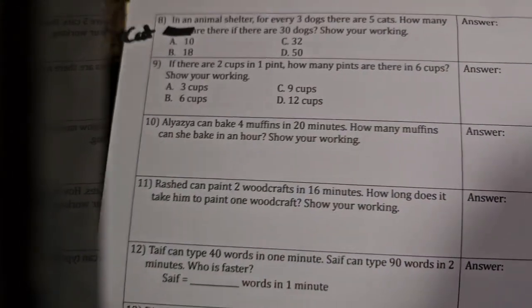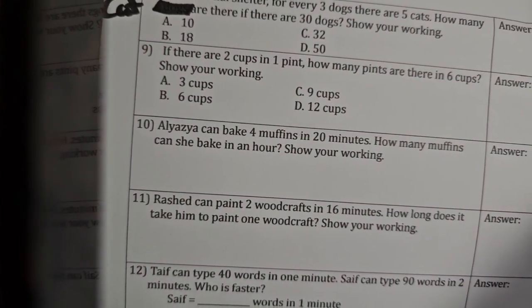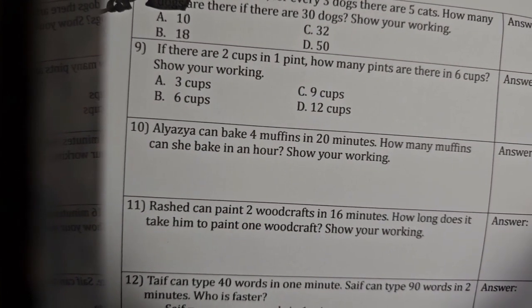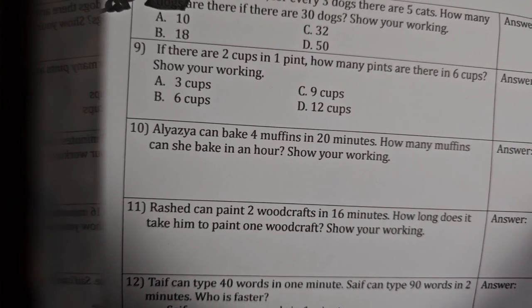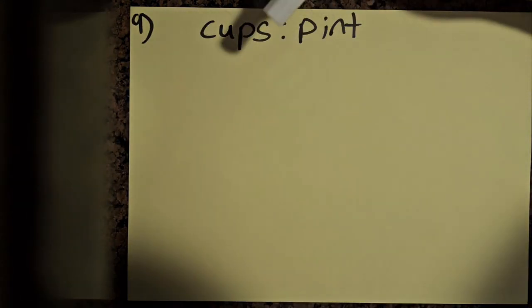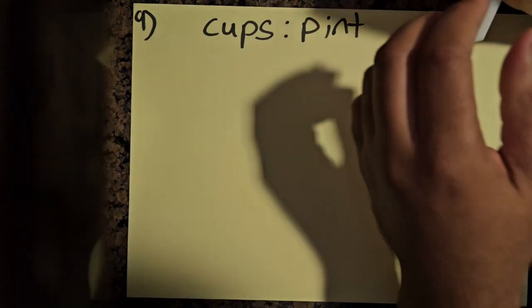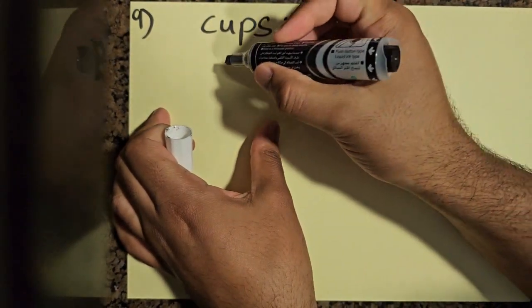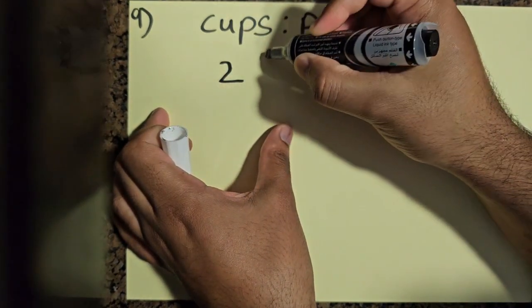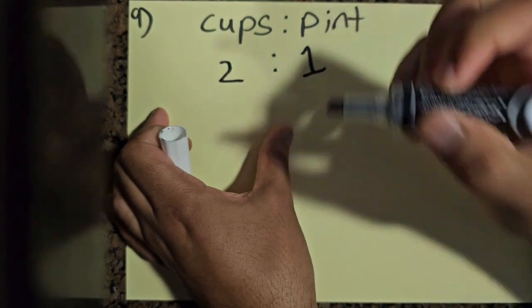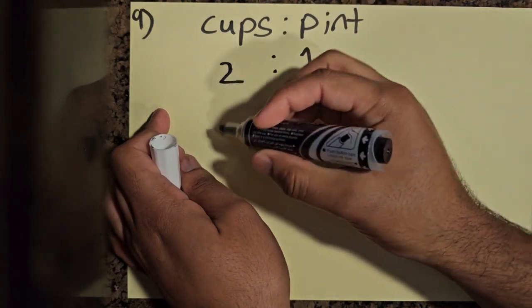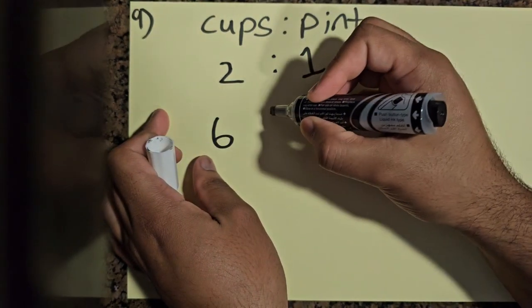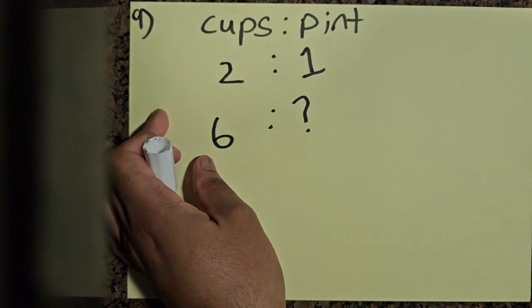Now, question 9. Question 9 says, if there are 2 cups in one pint, how many pints are there in 6 cups? Show your working. All right. So again, you can write this out as cups is to pint. And again, they say 2 cups is to 1 pint, right? And then they go on to tell us that, well, we have 6 cups. So how many pints do we have?